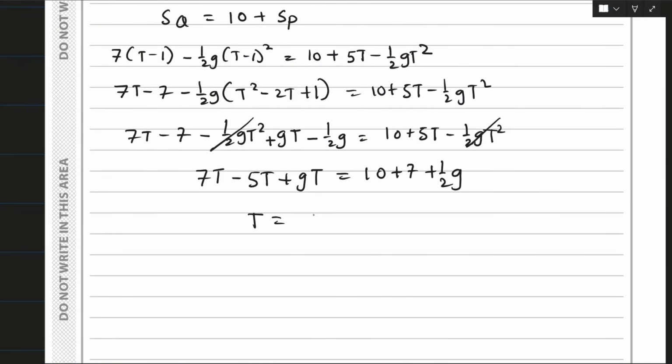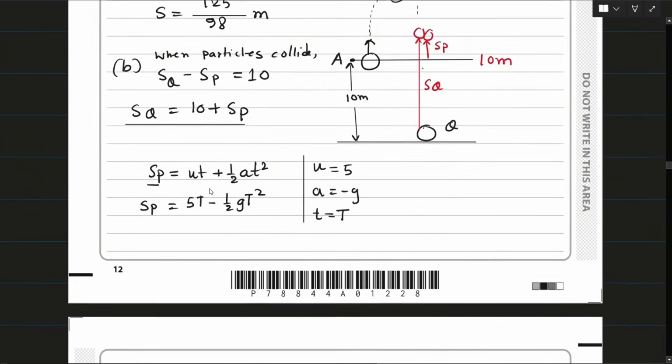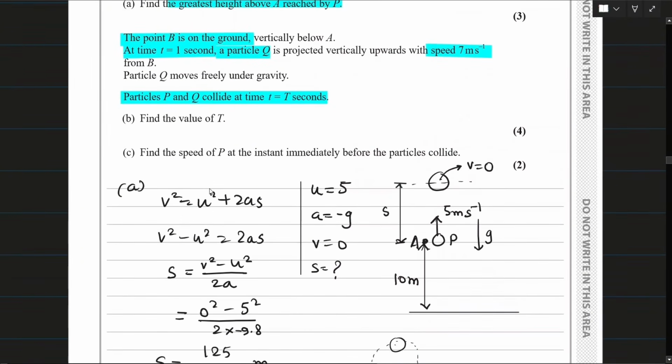So ultimately t is equal to 17 plus half g, divided by 2 plus g. So this is equal to 1.86. We see that the time at which the two particles collide is 1.86 seconds. So this was our question number 4b. We can now solve part C here.